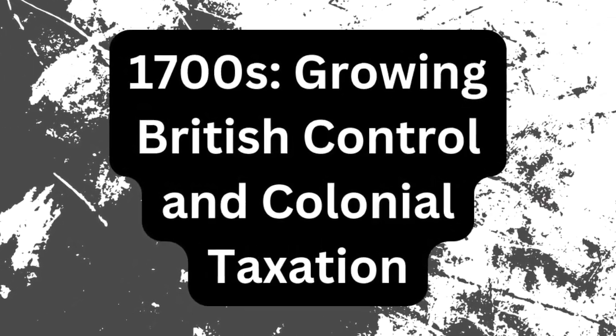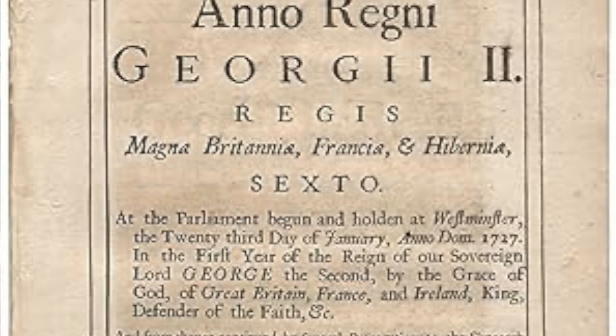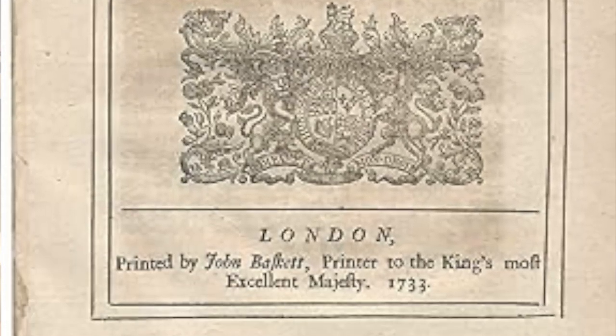The Navigation Acts imposed duties on goods traded between the colonists and other nations to favor British merchandise and control colonial trade. The Molasses Act of 1733 imposed a tax on all imported molasses, sugar, and rum, and it was designed to protect the British West Indies plantations from French and Dutch competition.